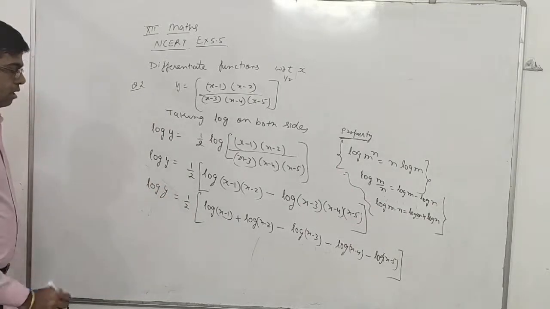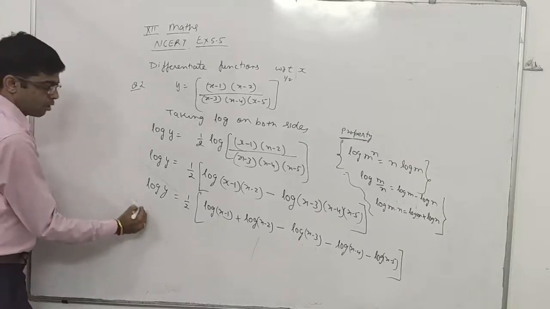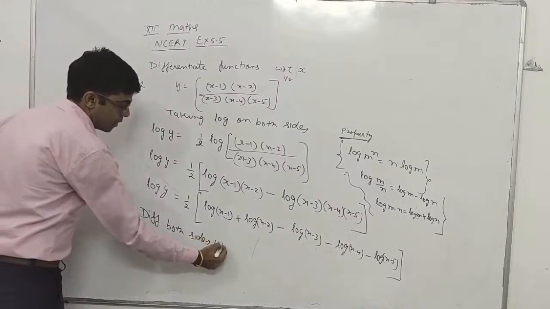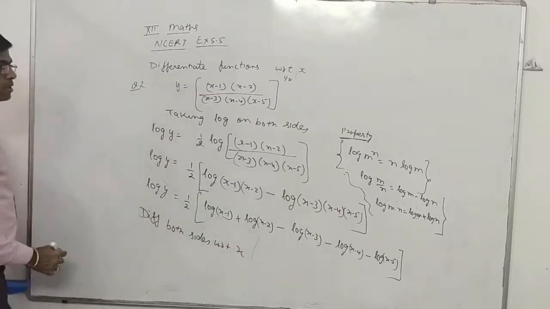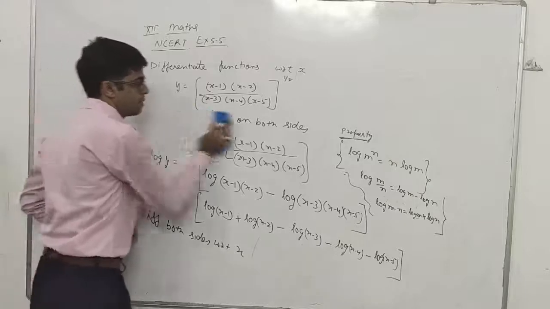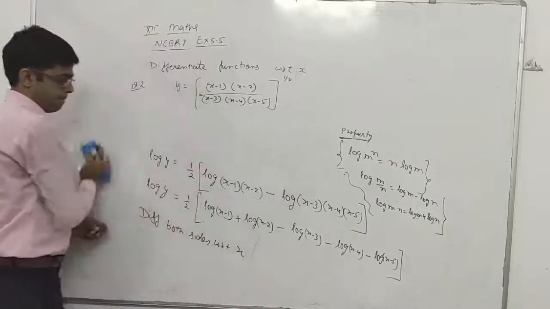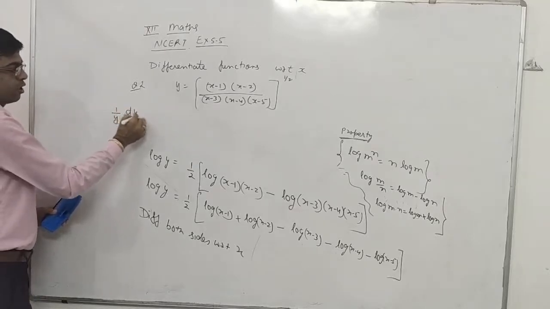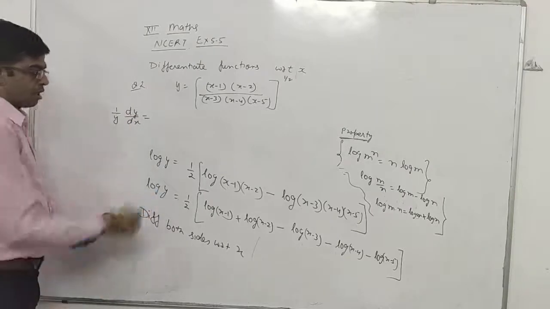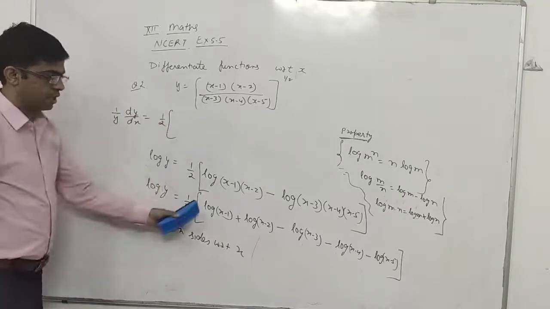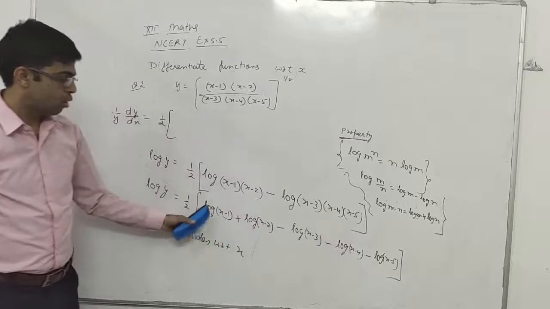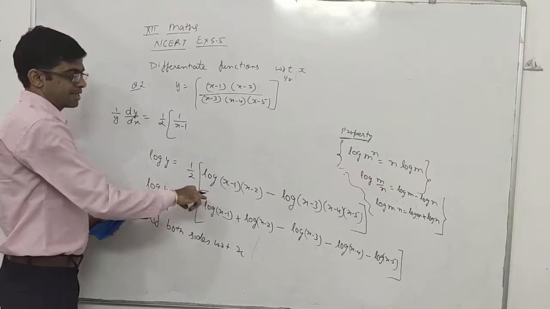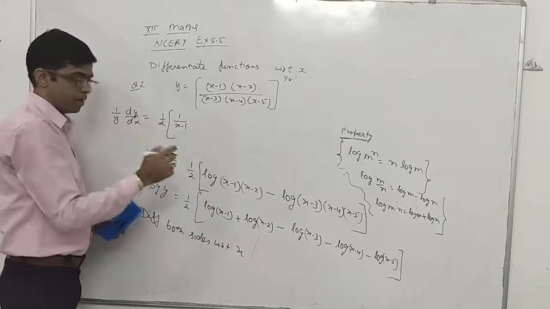Now we can differentiate both sides with respect to x. This now becomes: the differentiation of log y will be 1 upon y with the chain rule, dy by dx. Then we differentiate each and every term: log (x minus 1) becomes 1 upon (x minus 1), and the differentiation of x minus 1 with respect to x is 1.